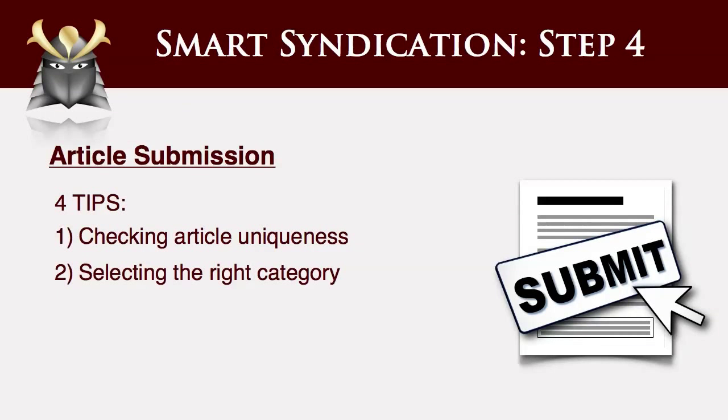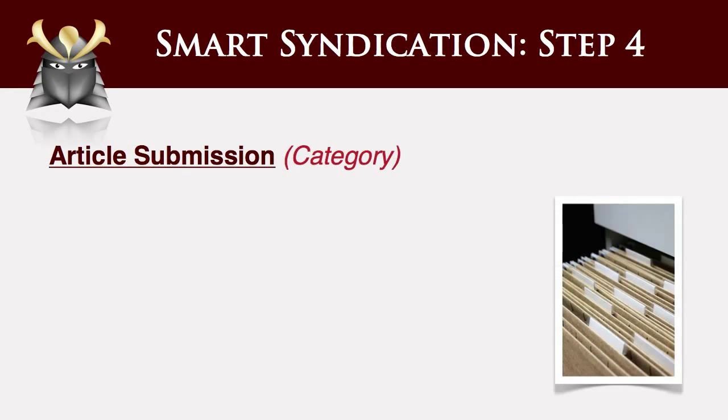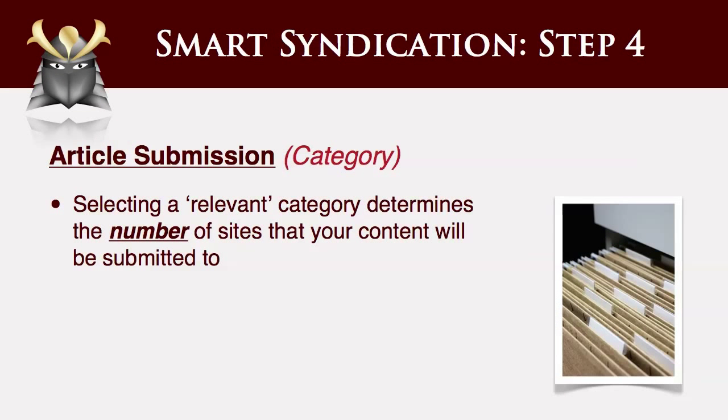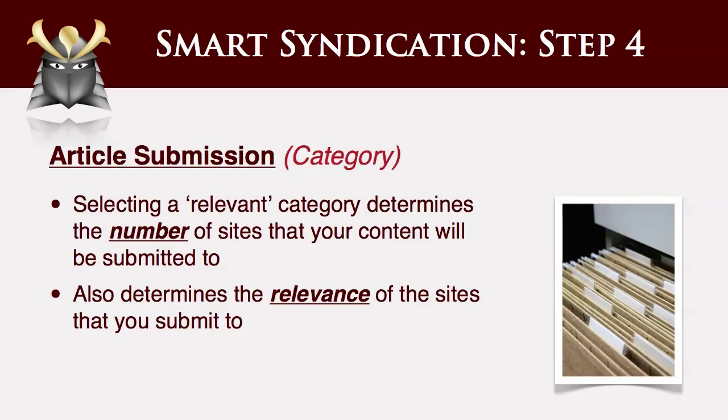Another important aspect of submitting your articles that nobody really talks about in article marketing circles is selecting the right category to submit to. Selecting the correct category is absolutely critical to your article marketing success. Selecting a relevant category determines the number of sites that your content will get submitted to. If you pick a poor category, then this will cripple the number of links that you'll get with each submission. Selecting a category also determines the relevance of the sites that you submit to. Sites more relevant to your content will be much more likely to accept your article submissions.